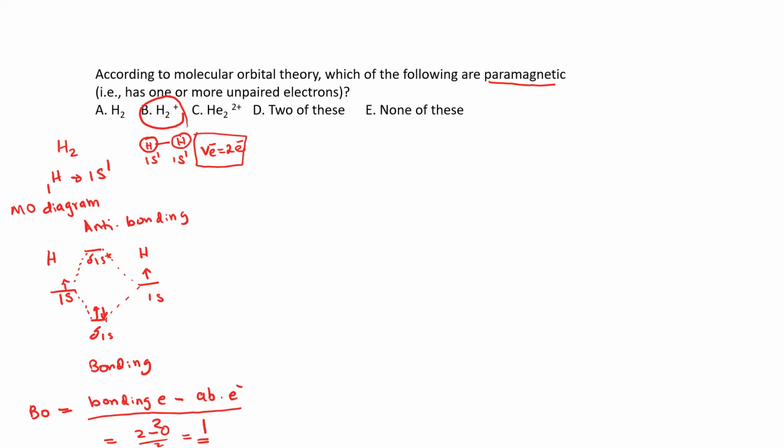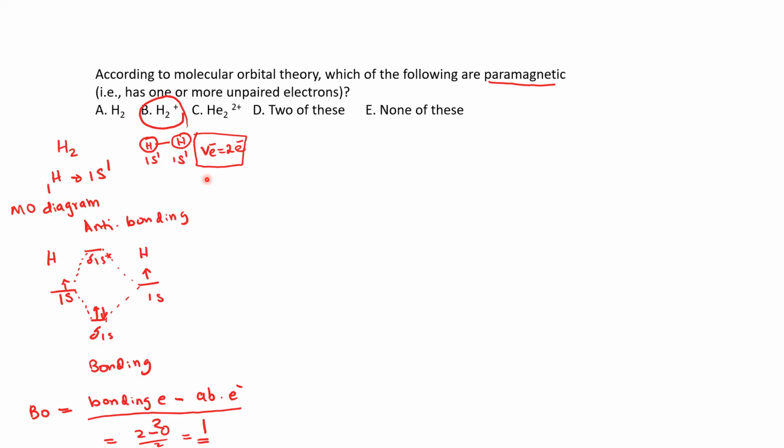According to molecular orbital theory, which of the following are paramagnetic? That means has one or more unpaired electrons. So let's analyze one by one. To answer this question, we are going to need to draw your molecular orbitals and see whether we have unpaired electrons. First, take A, hydrogen. One hydrogen atom is bonded to the other hydrogen atom. If you write down the electron configuration, it's 1s1. That means this hydrogen brings 1s1 and this hydrogen brings 1s1.